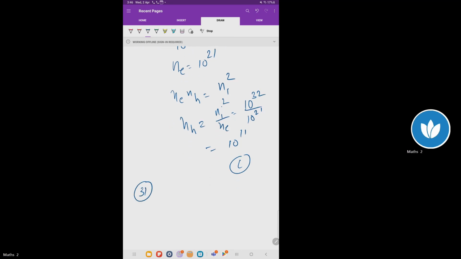31. In the following circuit, find I1 and I2.